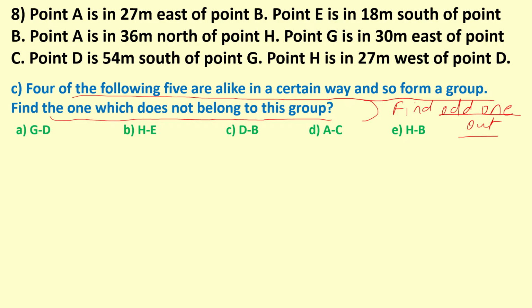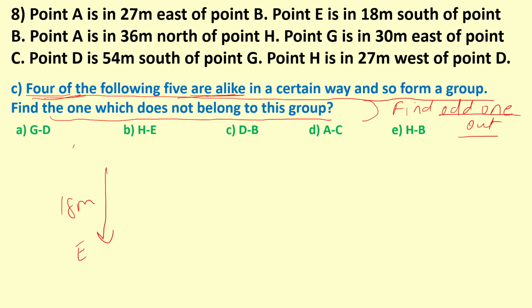Okay. 5 are alike means what? Alike means same. Okay, 4 of them are same actually. 4 of them are same. Okay. One is the odd one out and you have to find out that odd one out. Okay. Again, I'll draw the diagram.